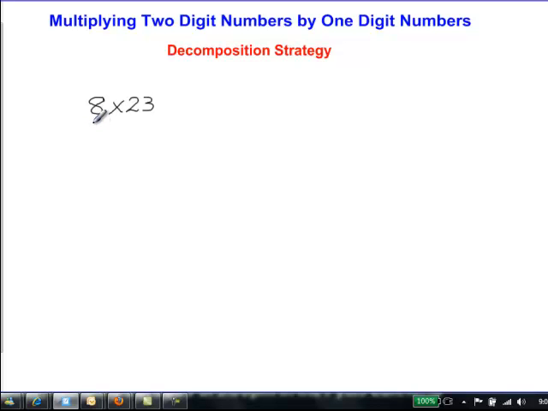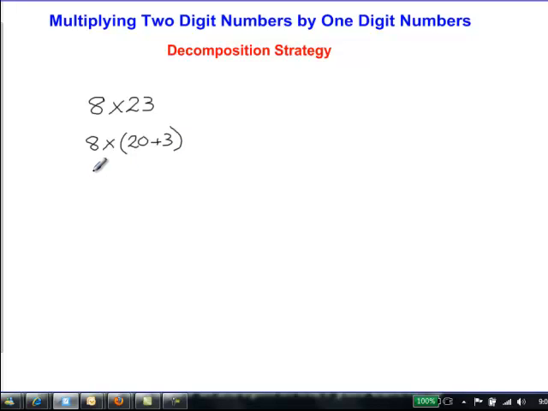Because we are using decomposition to help us multiply two numbers, let's look at both of the numbers more closely. The 8 is already a small number, so I'm going to leave it as it is. The number 23 is trickier to multiply, so I'm going to decompose it into the number 20 plus the number 3. Notice that I have used brackets around the numbers 20 and 3.